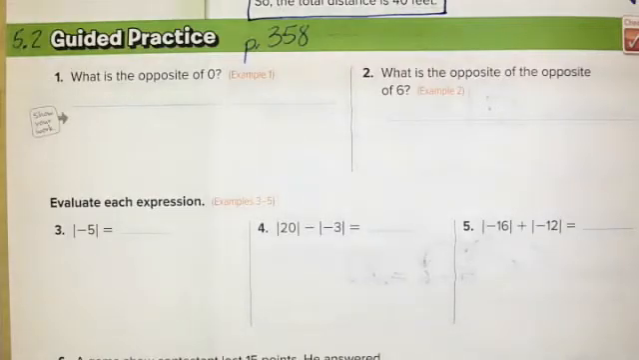5.2 guided practice, page 358, and we are looking at absolute value. So number one asks us, what is the opposite of 0?